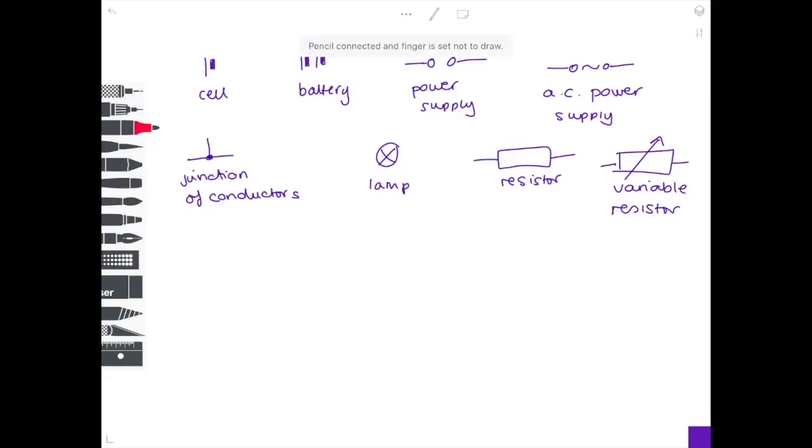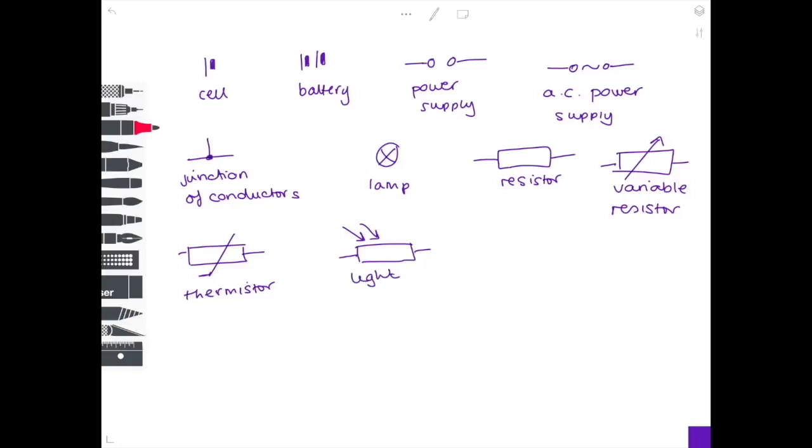I always call the thermistor a hockey stick because of its shape. So you have a regular resistor with what I call the hockey stick going through it. That is a temperature dependent resistor, or a thermistor as it is better known. When arrows approach, it means that something is dependent and the arrows represent light. So you have a light dependent resistor here, or an LDR.